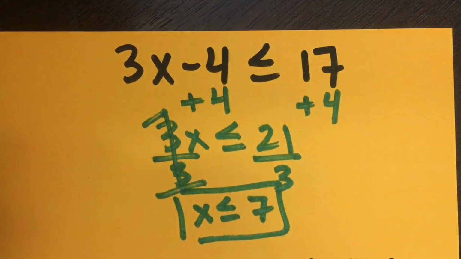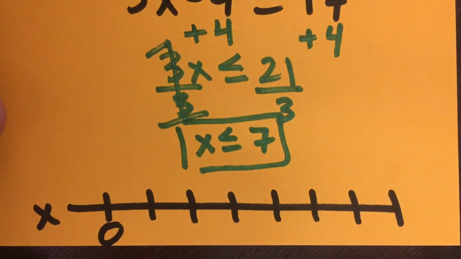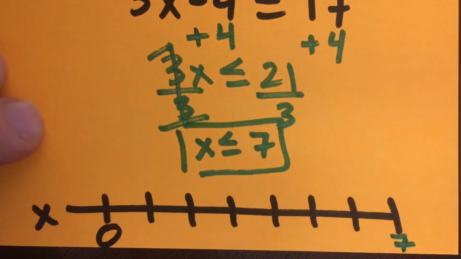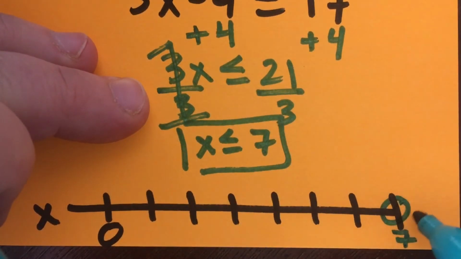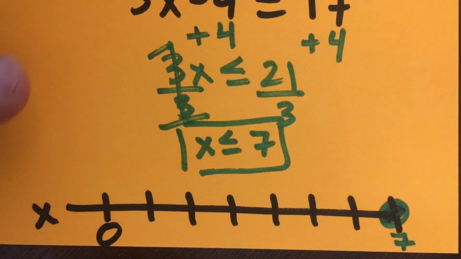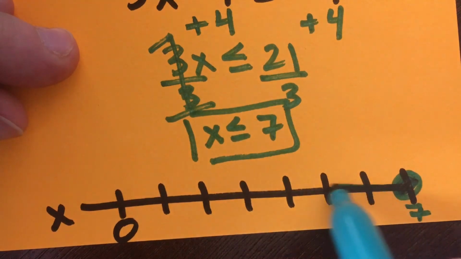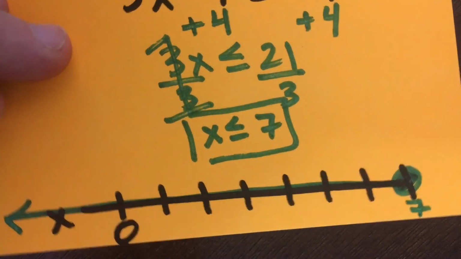So now I have uncovered the number that is in relationship to x. I create a number line to represent that. So here's 0, 1, 2, 3, 4, 5, 6, 7 is all the way here. This is "or equal to," so I'll circle and fill it in. And this is for all values that are less than or equal to 7. And so that means I'm going in this direction to go less than 7.